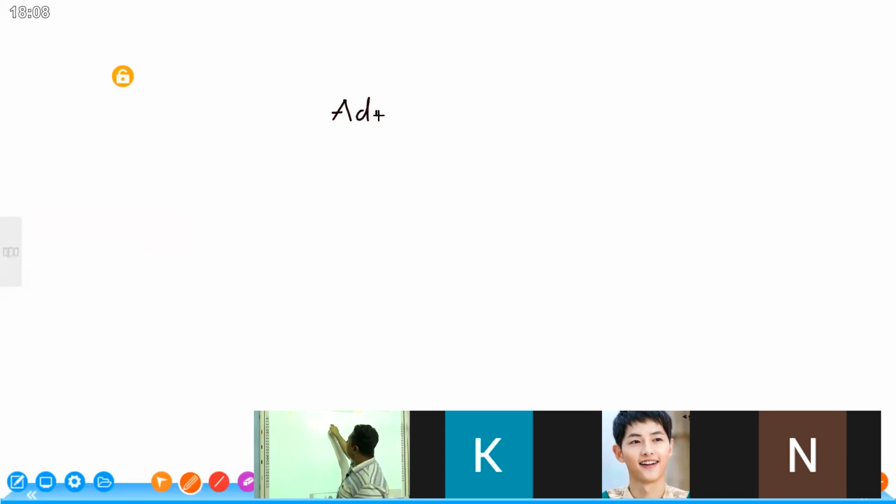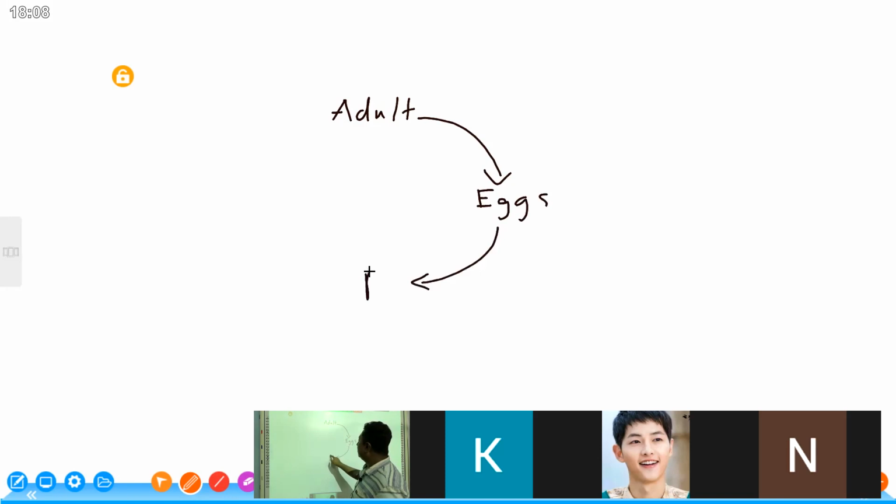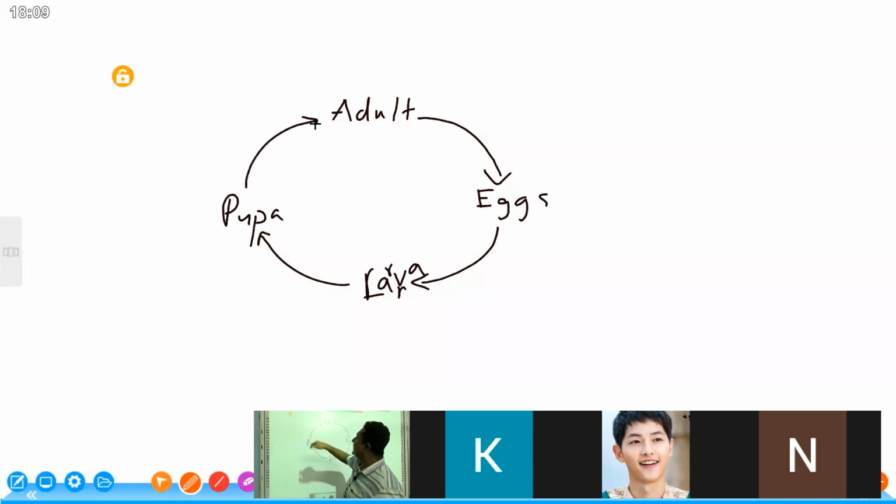Adult, they lay eggs, they have an egg stage. Eggs are hatched into larva. Larva becomes pupa. Pupa turns to adult. In Sinhala, adult means suhumbula, eggs means bittara. When they hatch, a small larva is formed.